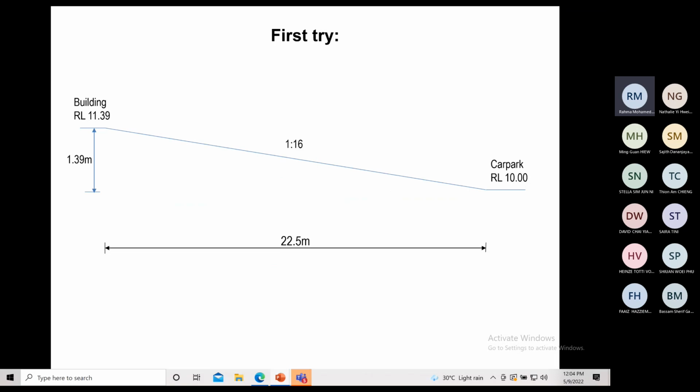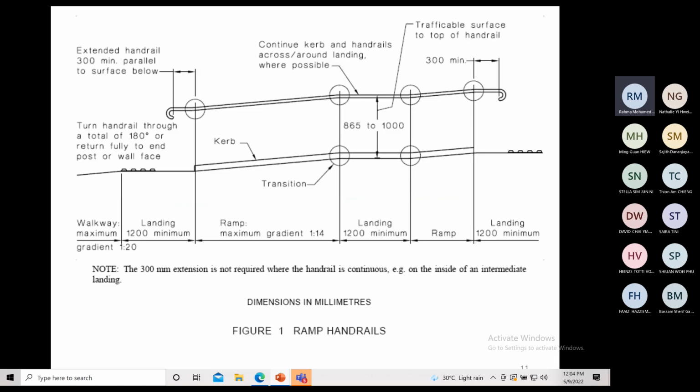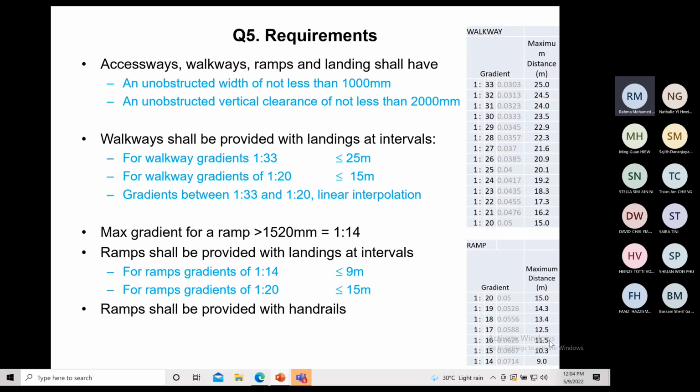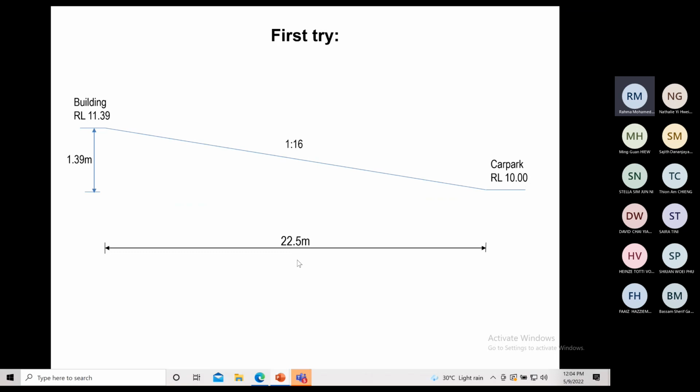So the ratio is just 1 to 16. But if we checked earlier, for 1 to 16 the maximum distance you can go is 11.5. So 22.5 has exceeded the maximum distance. It's not allowed to provide a ramp with this gradient for a very long distance of 22.5. When a wheelchair user starts using it, he or she will get fatigue because you are inclined at a very long distance. So it's not allowed. So if this is not allowed, then we have to go for a second trial.